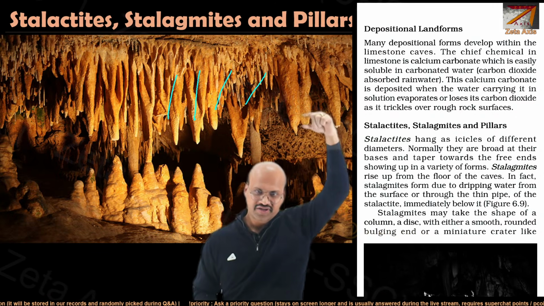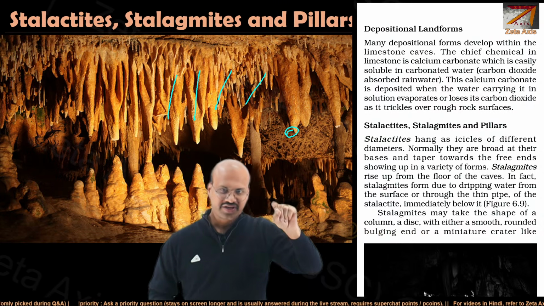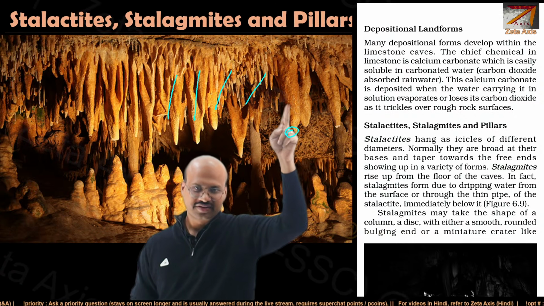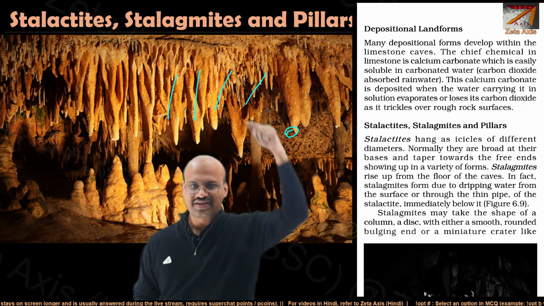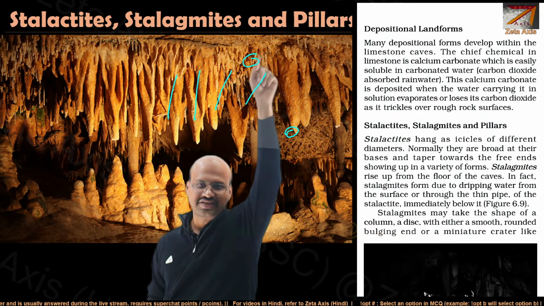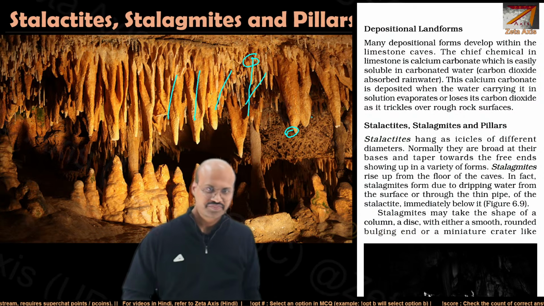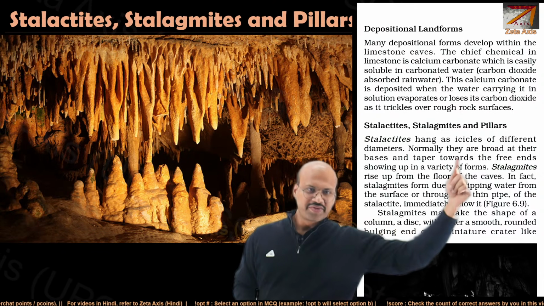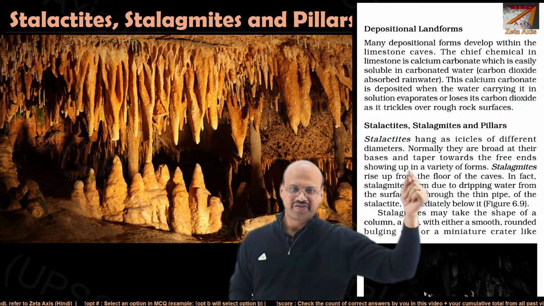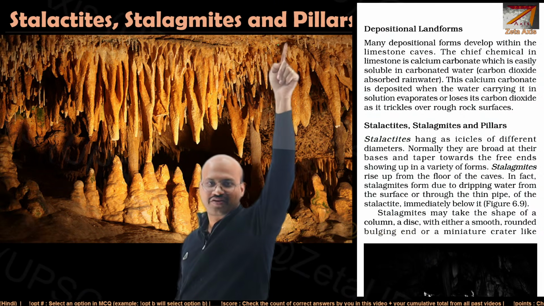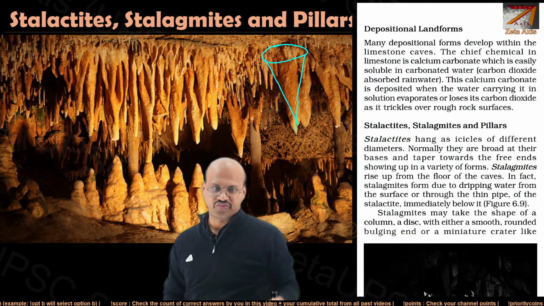As we saw, water drops slowly from this region, so it will deposit some elements on this, and over time, because of this deposition which continues for hundreds of years, they will get elongated. Here you can see these are smaller, but after hundreds of years of deposition this will become longer, like these. Normally they are broad at the bases and taper towards the free end, showing up in a variety of forms. You can see that they are broader over here and they taper downwards.